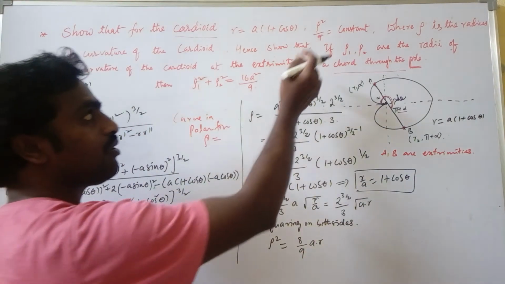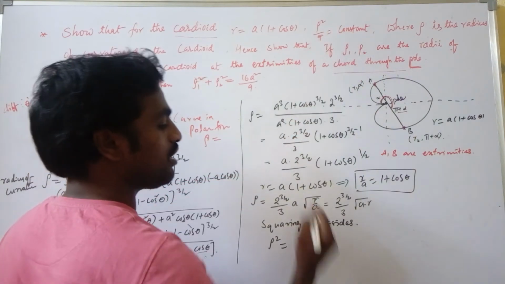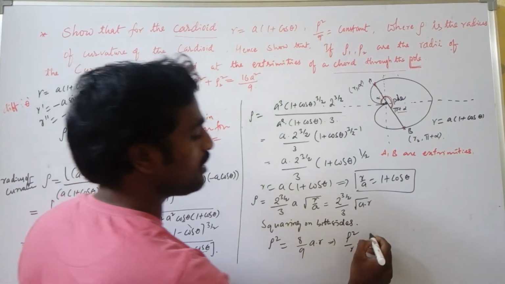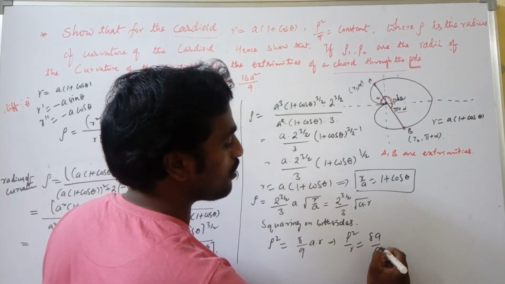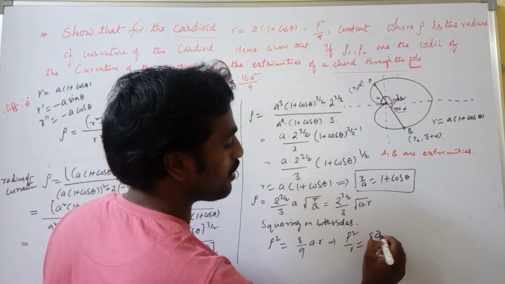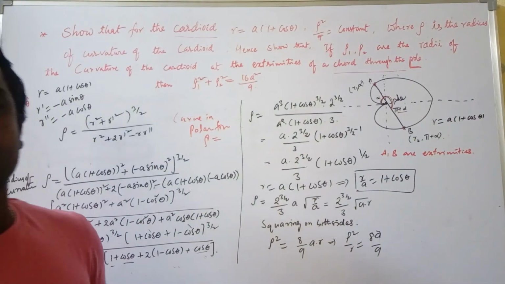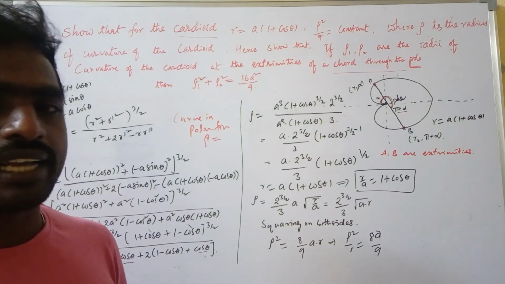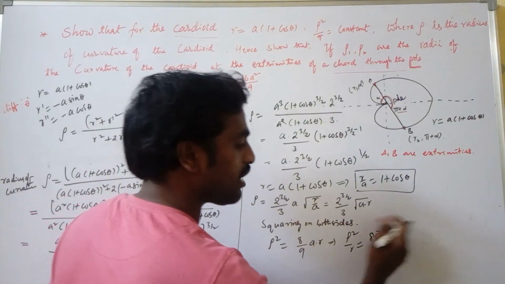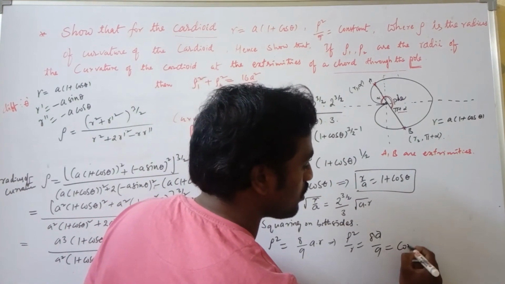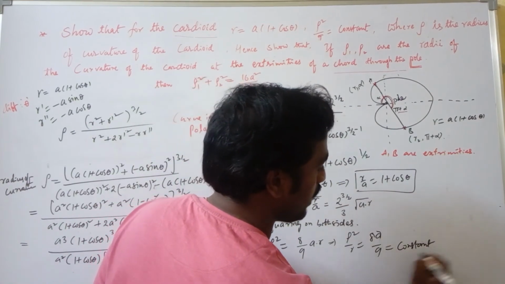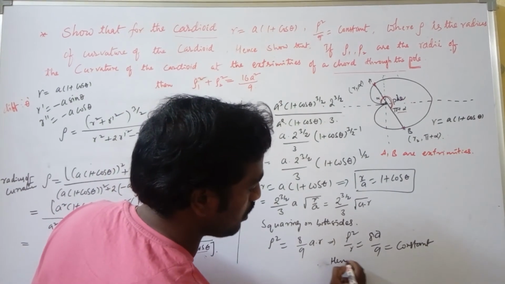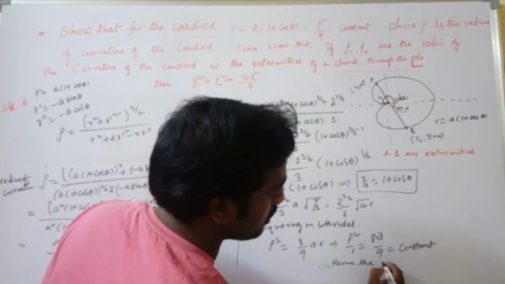So first, what you have to show? Rho square by r equal to a constant, which implies rho square by r equal to what is the value? 8a by 9. Is 8a by 9 constant or not? Yes, it is constant, because a is constant, 8 is constant, 9 is constant. So this total right hand side is constant. Hence shown, the first result.